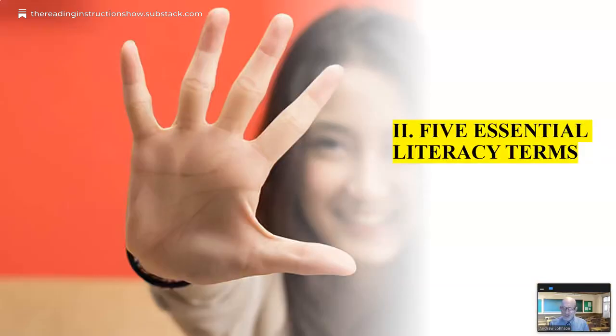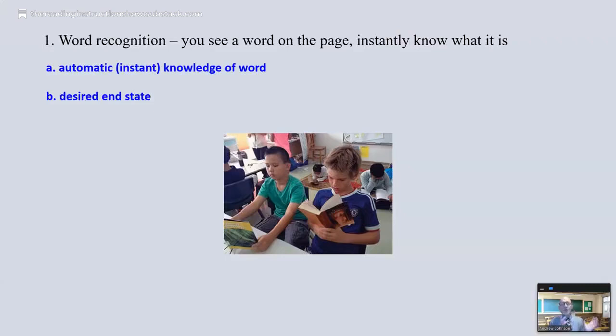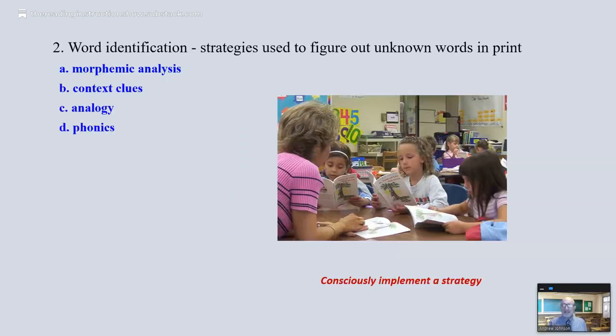Slight transition here. 5 essential literacy terms. Now, the first one is word recognition. This is different from word identification. This is when you see a word on the page and you instantly know what that word is. You recognize it. This is the desired end state, that you don't have to process, that you recognize most words instantly. Word recognition. This is different from word identification.